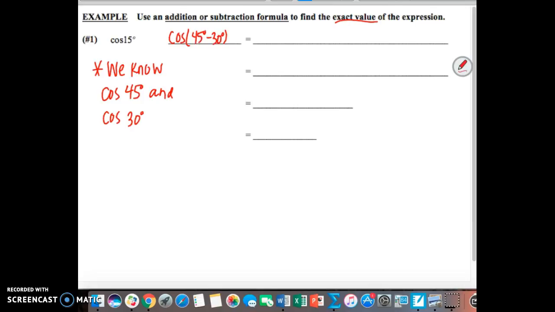So using our formula, cosine of 45 degrees minus 30 degrees is equal to cosine of 45 degrees times cosine of 30 degrees. And then we have a sign change, so it's plus sine of 45 degrees times sine of 30 degrees. So cosine of 45 degrees is in the first quadrant, and it's the square root of 2 over 2. Cosine of 30 degrees, also in the first quadrant, is the square root of 3 over 2. And we have an addition sign, so plus the sine of 45 degrees, which is also the square root of 2 over 2, and sine of 30 degrees is 1/2.